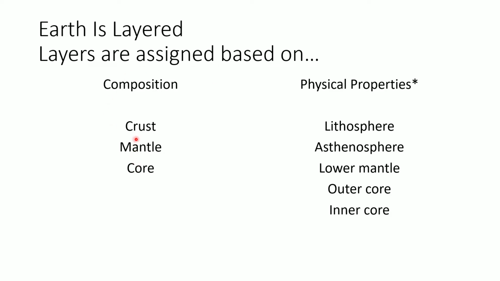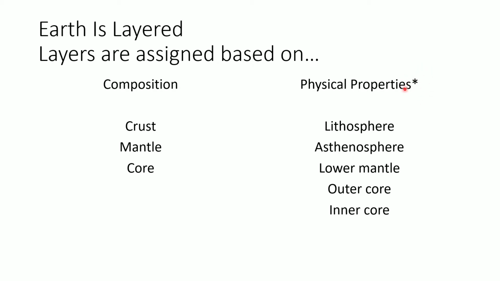So if you're just looking at what the stuff is made out of, there's a layer called the crust, a layer called the mantle, and a layer called the core. The other way is by physical properties, so what the layers are like, not just what they're made out of. And when we do it this way, we can divide it into 5 pieces. There's the lithosphere, asthenosphere, lower mantle, outer core, and inner core.